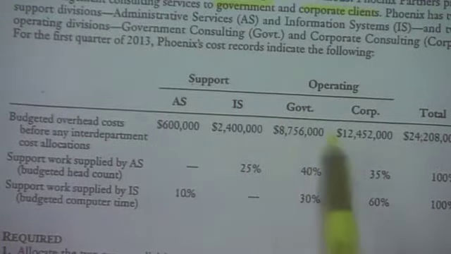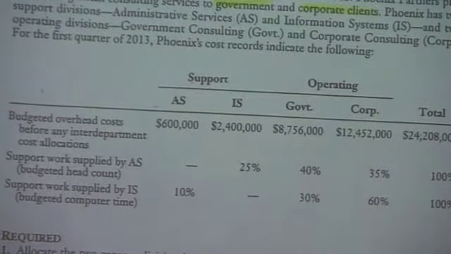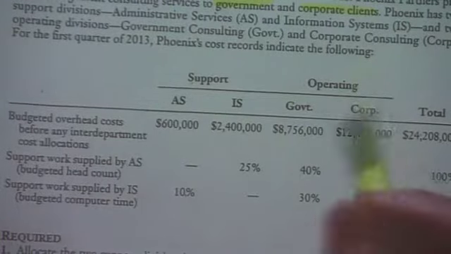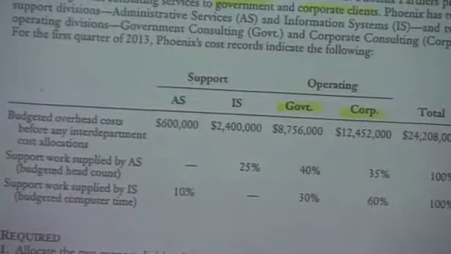And these are the individual operating costs of the government and the corporate consulting divisions. Now, our job will be to allocate these two support costs to these two operating departments to determine the actual costs associated with operating these two departments. So these are the target departments for which we're trying to determine the cost.